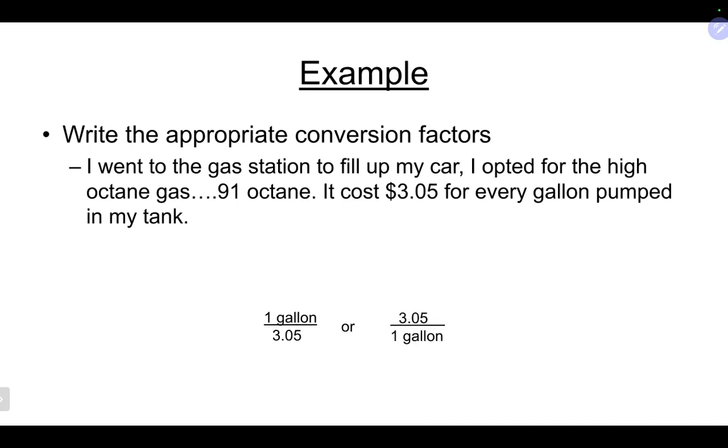My 91 octane costs $3.05 a gallon. Yes, where can I find that? All right, so 1 gallon is $3.05, or $3.05 is 1 gallon. It used to be expensive when I wrote this slide years ago. Now everybody would run for that, I think.